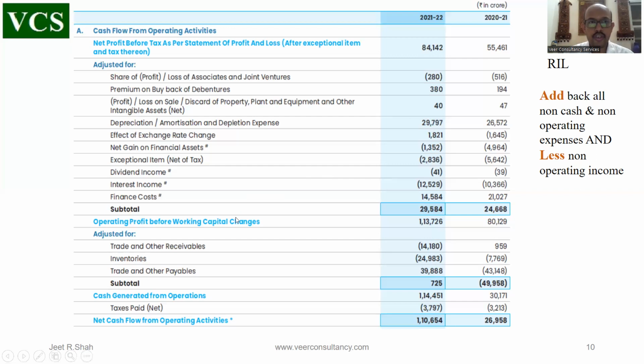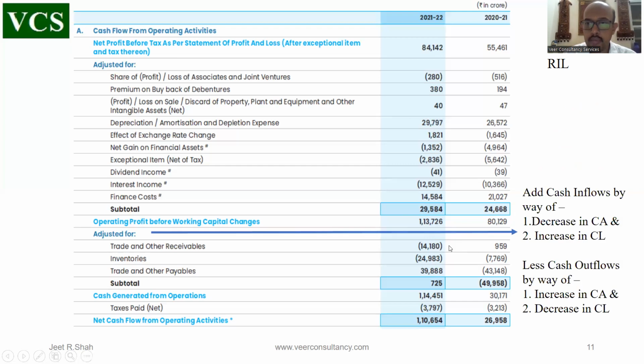Then over here you can see that Reliance Industries Limited had made cash flow of 1,13,726 crores before adjusting it for working capital. As compared to last year, they had made 80,129 crores before adjusting for working capital. Now, after this, you adjust for working capital.